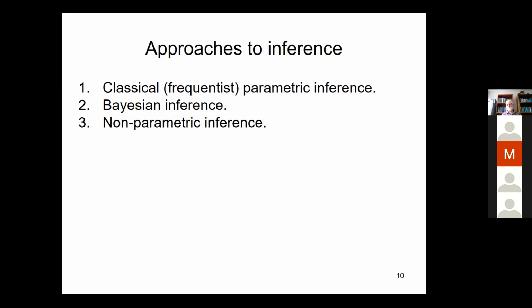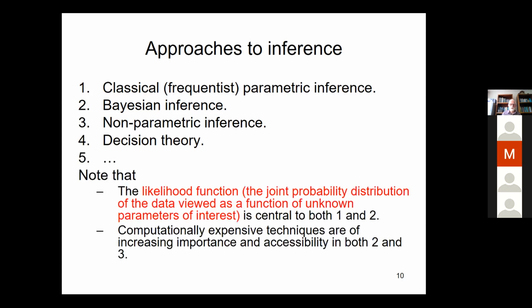Parametric inference usually assumes something about the probability distribution of the data that you've got, whereas non-parametric inference doesn't. And it's typically much more data intensive. You need much bigger computer power to do non-parametric inference. And then there's decision theory where you incorporate loss functions and so on. Two things noted at the bottom.